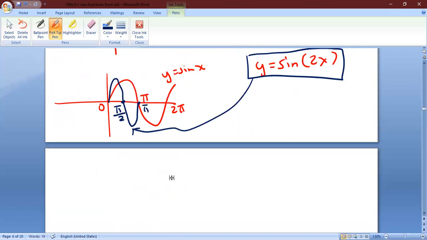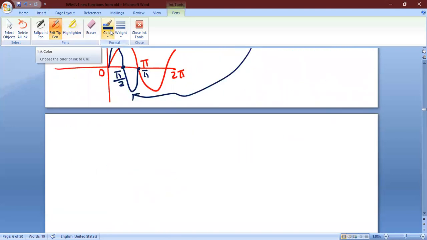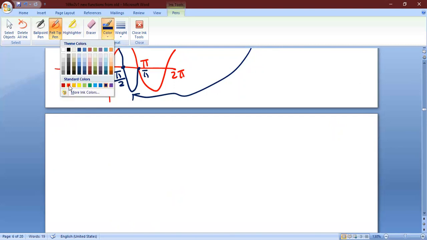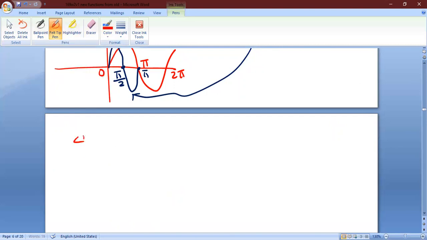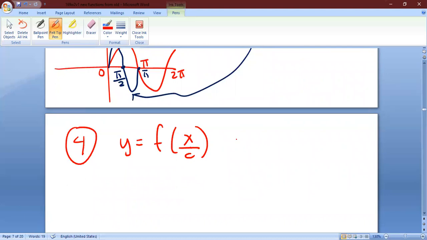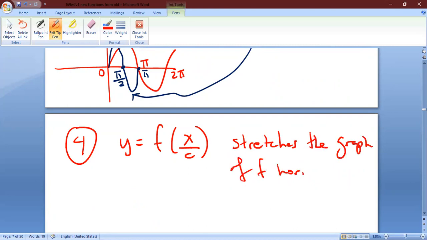And then similar to this, we can have y equals f of x over c. This will have the opposite effect. This stretches the graph of f horizontally by a factor of c.